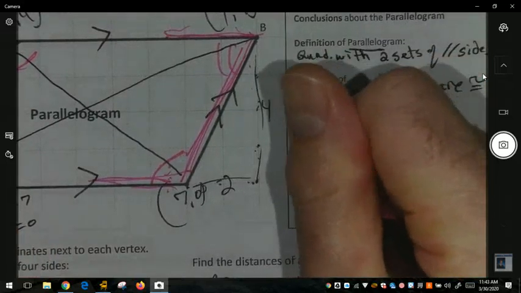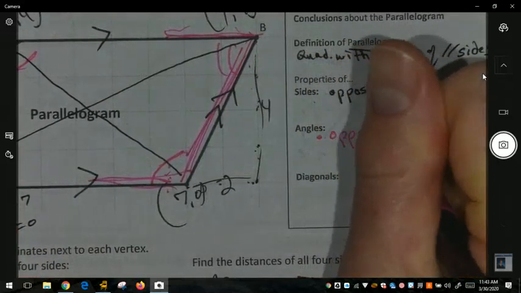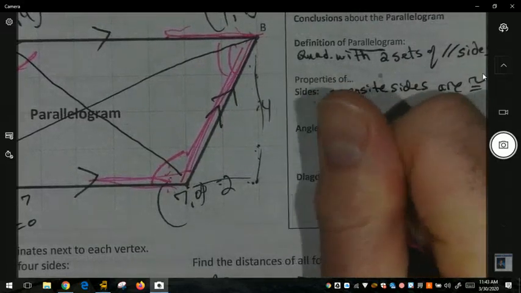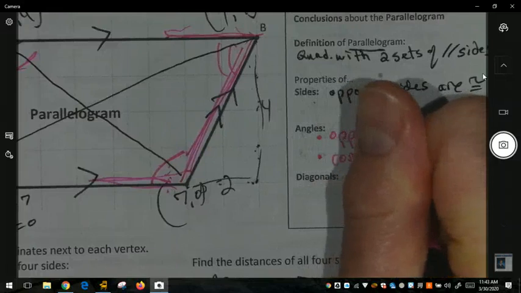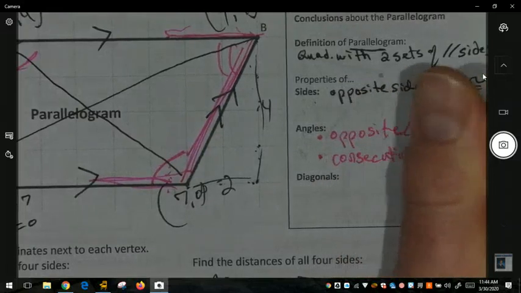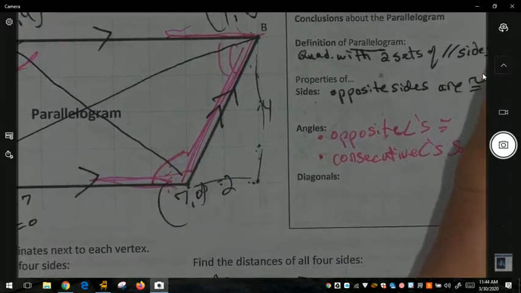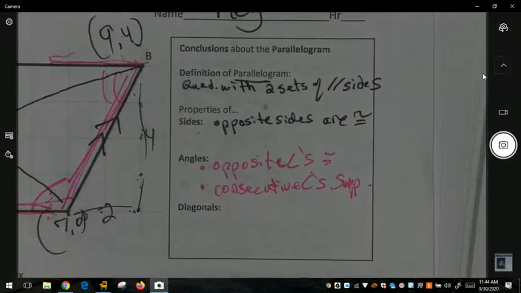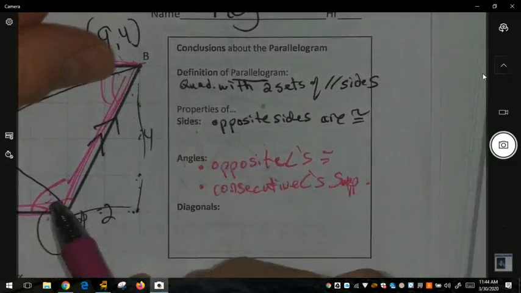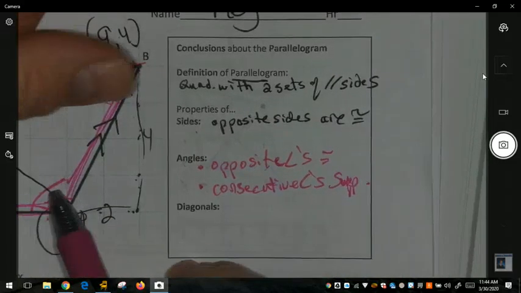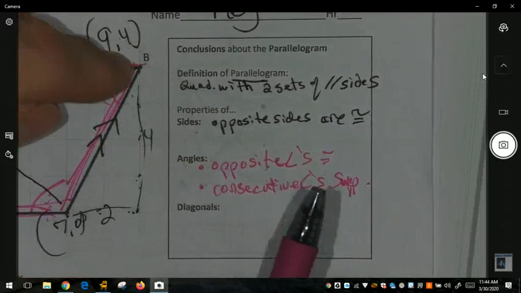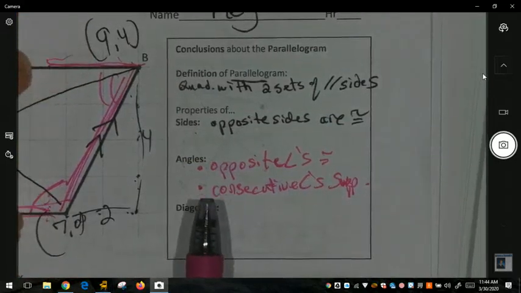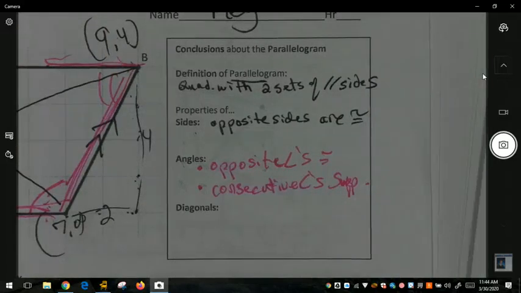So with respect to our angles, we have opposite angles congruent and consecutive angles are supplementary. That doesn't mean that they're both 90, because being 90 would mean that they were also congruent, and they're not. They're different. This is obtuse, this is acute. But they're supplementary in that when you add them together, they'll add to 180, making that same side interior angle pair with the parallel lines.